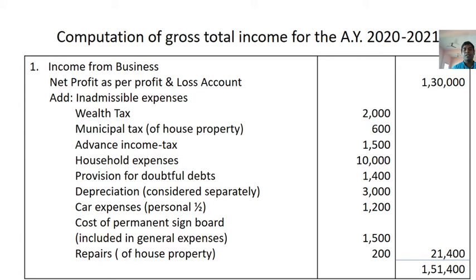After adding this, from the resulting figure we need to deduct incomes chargeable under other heads and exempted incomes. Incomes chargeable under other heads are like income from house property, profit on sale of assets, interest on debentures, interest on government securities, interest on bank deposits, winnings from lotteries, winnings from crossword puzzles, winnings from horse races, so winnings from betting and gambling, etc.